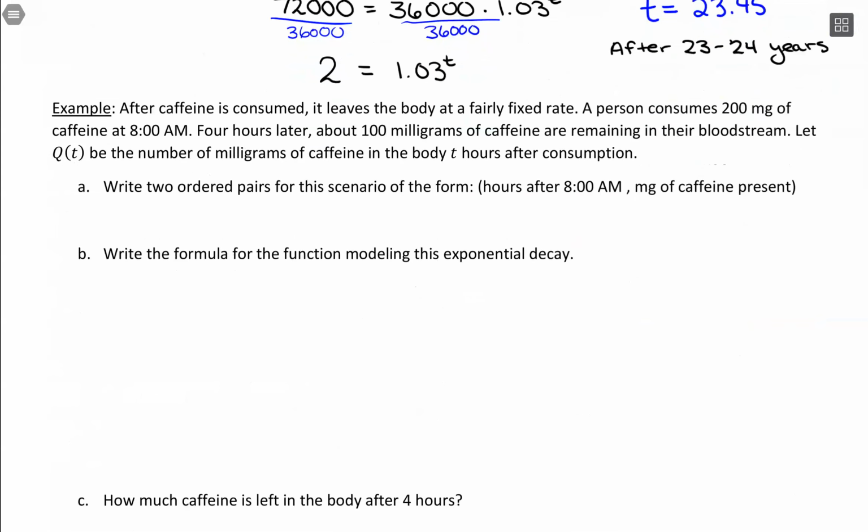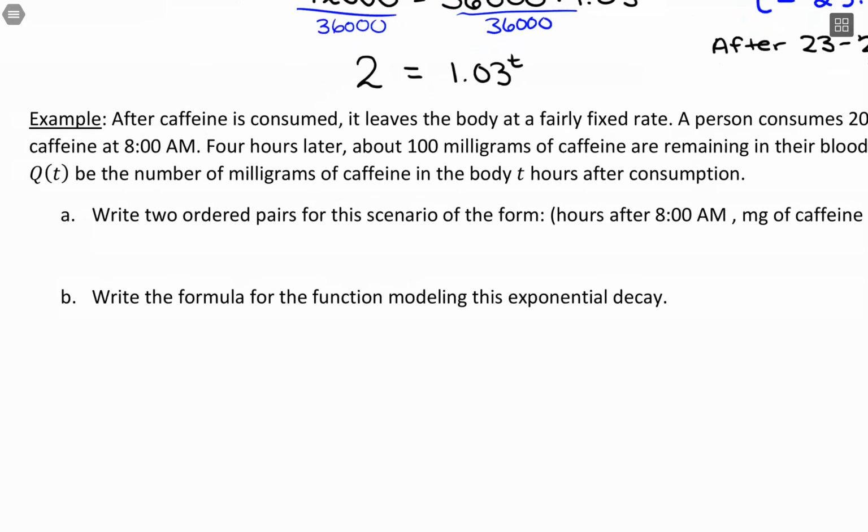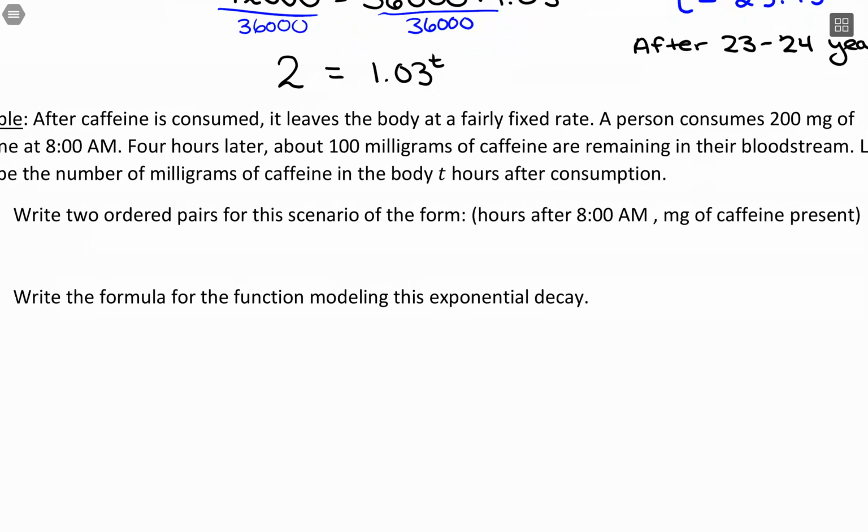After caffeine is consumed, it leaves the body at a fairly fixed rate. A person consumes 200 milligrams of caffeine at 8 a.m. 4 hours later, about 100 milligrams of caffeine are remaining in their bloodstream. Let Q of T be the number of milligrams of caffeine in the body T hours after consumption. So we're getting these two ordered pairs, or you can think of that as two coordinates. So we have T is hours after 8 a.m., and Q is the milligrams of caffeine present.